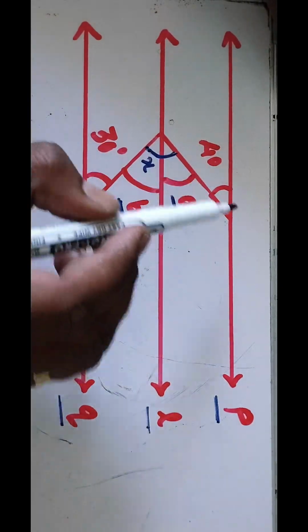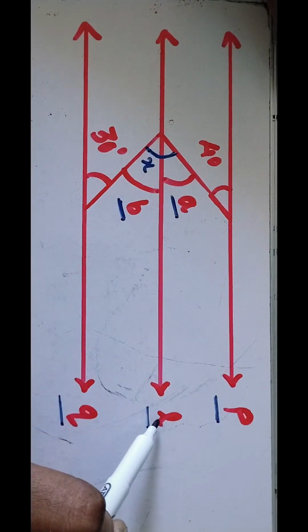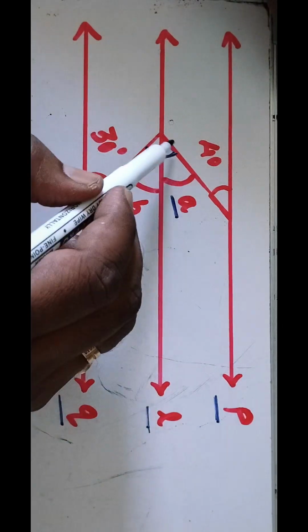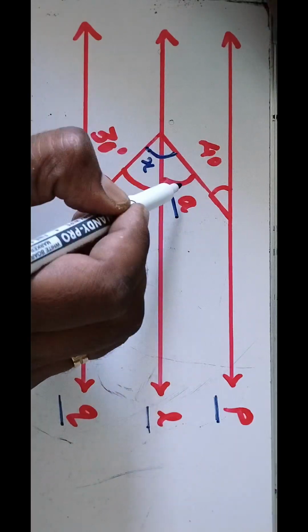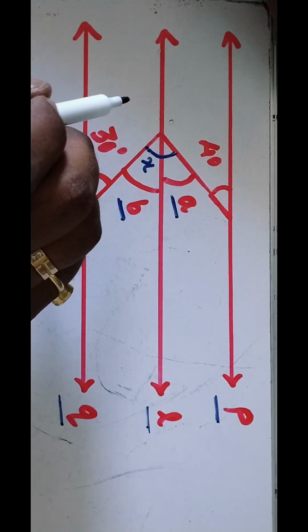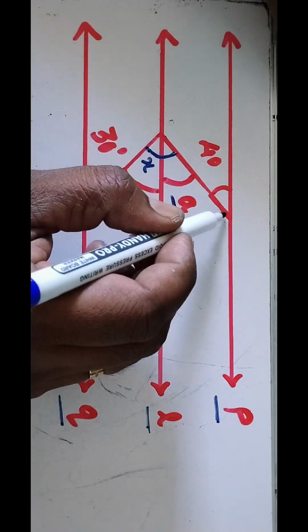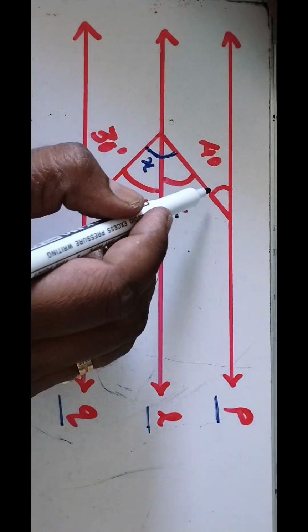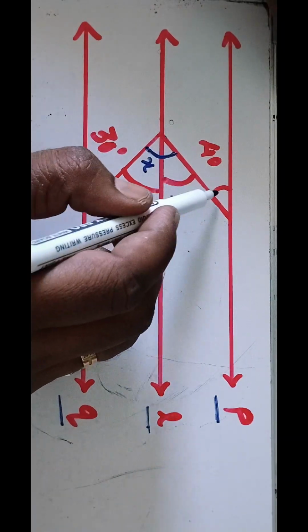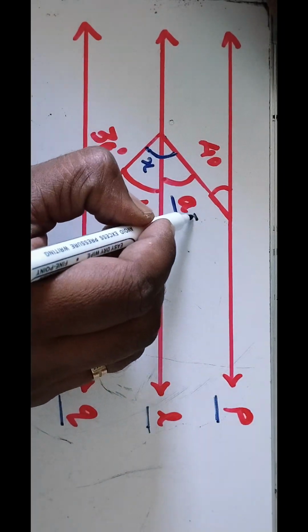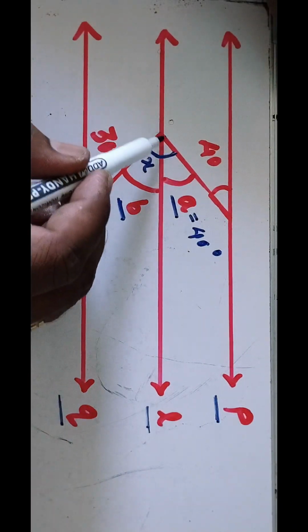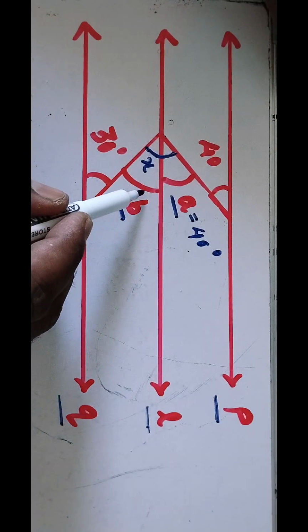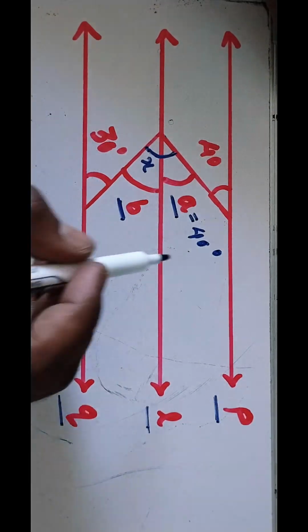Now, if this P line is parallel with the L line, and consider this particular small line as a transversal, we'll get measure of angle A equal to 40 degree, right? Because considering this as a transversal and these two lines are parallel to each other, this forms interior alternate angles. So this is 40 degree. Measure of angle A is equal to 40 degree. Similarly, whenever line L is parallel to line Q and considering this line as a transversal, we'll get measure of angle B is exactly equal to 30 degree.